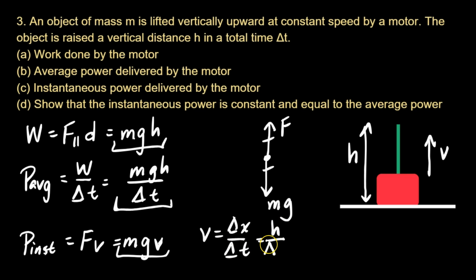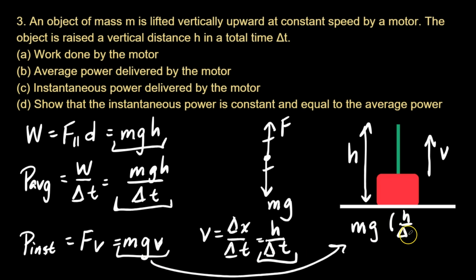We know that velocity is equal to the displacement divided by the time. The displacement here is the height. Time is the delta t. Plugging this into our P equals mgv, we get that the instantaneous power is equal to mg times h over the time interval, or mgh divided by the time interval. And this equation is exactly the same as what we got for the average power. So when the object is getting moved at constant speed, the instantaneous power is equal to the average power.